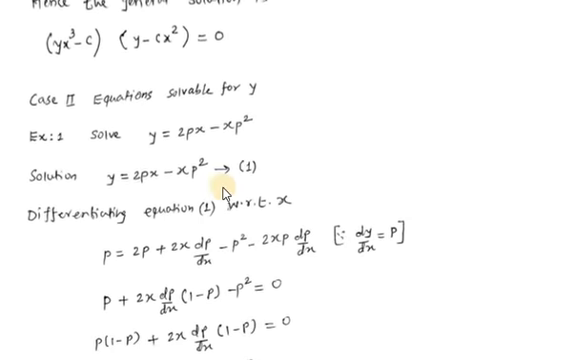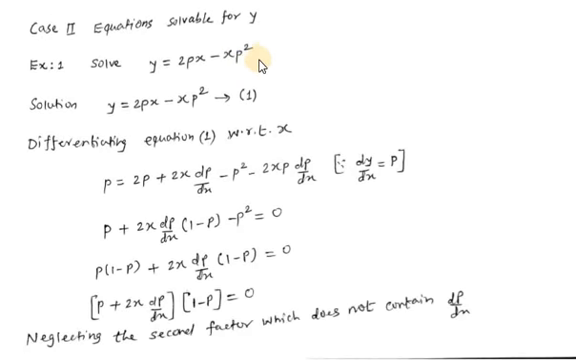Now we will see case number 2, equation solvable for y. So this is example number 1. We have to solve this equation, y equals to 2px minus xp square. So y equals to 2px minus xp square. Suppose this is equation number 1. Now we will differentiate this equation with respect to x.